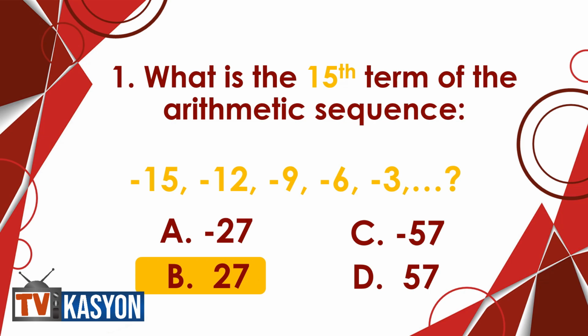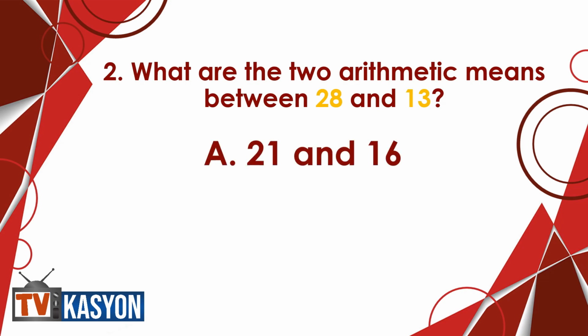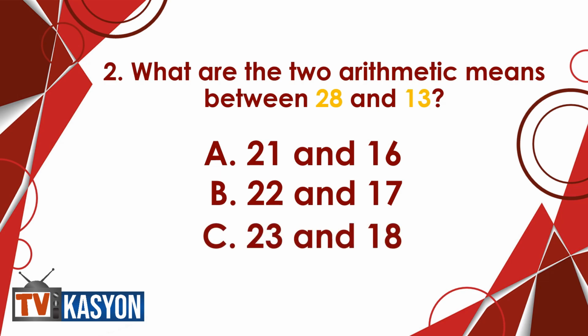Very good. Number 2. What are the two arithmetic means between 28 and 13? A. 21 and 16, B. 22 and 17, C. 23 and 18, D. 24 and 19.